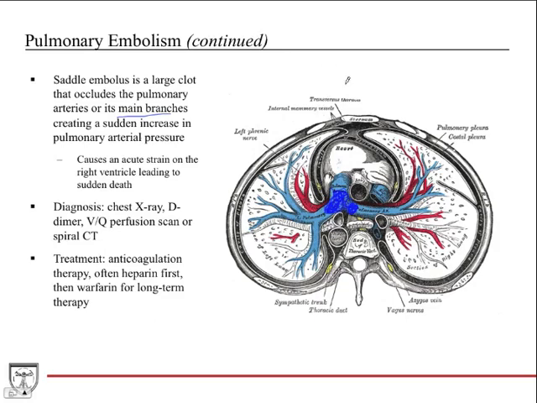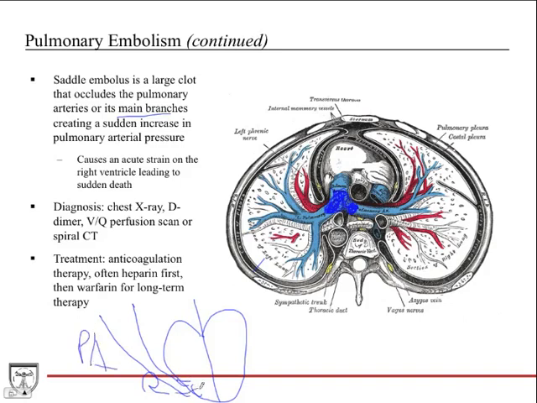Let's draw this here. So if you have the heart here, and you have the right side, going up into here, and this is your pulmonary artery, coming off the right side of the heart. If you have a huge clot that forms in here, that creates a sudden increase in pulmonary artery pressure. So it puts a lot more strain on the heart to pump blood flow. It's pumping against an obstruction, and so what that does is cause acute strain on the right ventricle, and it leads to sudden death.